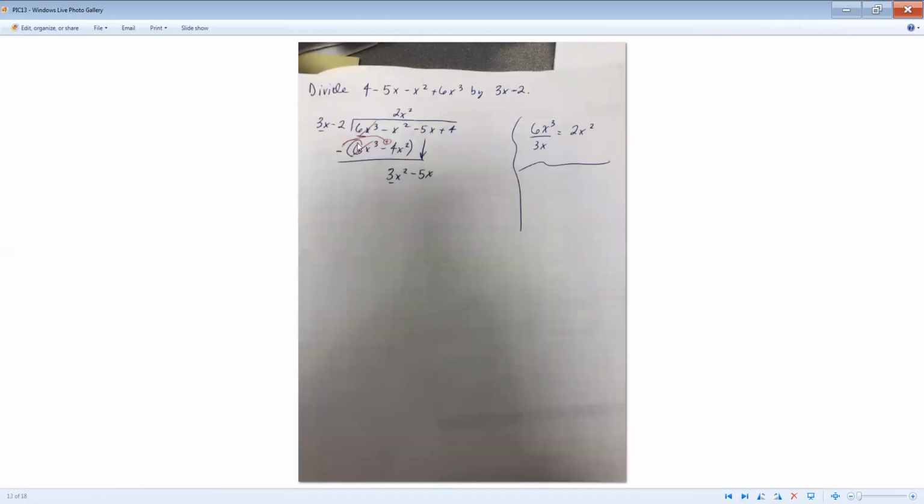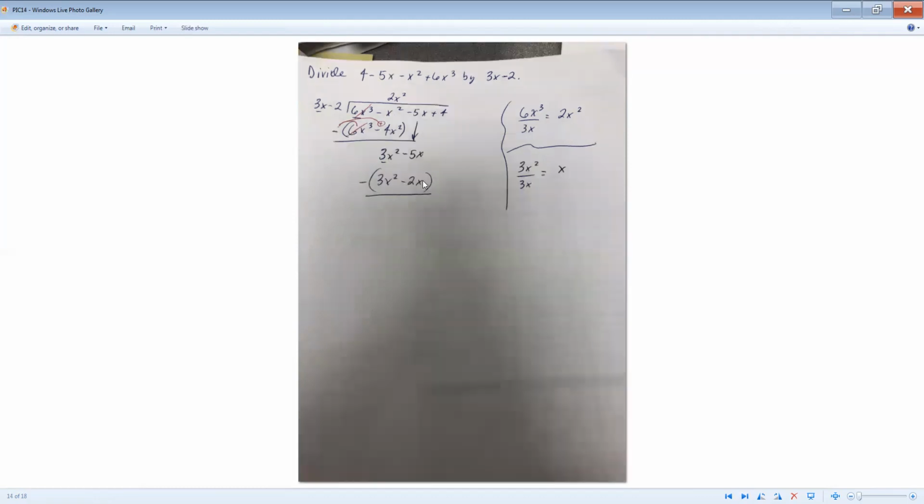And be careful here. 6x cubed will cancel, but negative to negative turns positive. So now you have negative x squared plus 4x squared, which will give you 3x squared. Bring down minus 5x. So then you ask yourself, how many times does 3x go into 3x squared? That'll be x times. Or what times 3x will give me 3x squared, which will be x. So we found out it's x. I should have placed that up here.